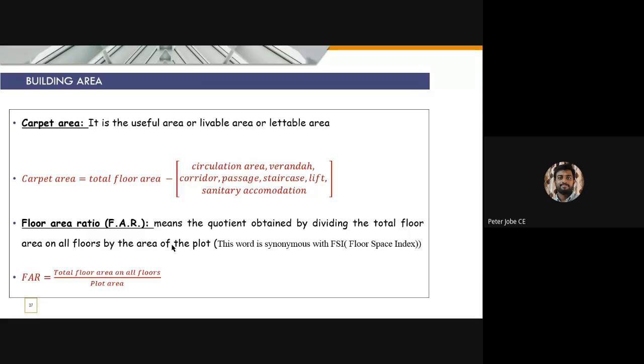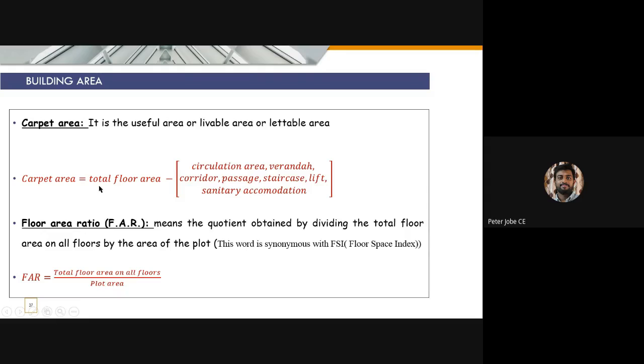And next we'll see what is meant by carpet area. So carpet area, it is a useful area or livable area or lettable area. So that means if you are constructing, as I earlier said, a shopping complex, all those areas cannot be given as a useful area. Some areas we will have to provide for some other purposes. That we can see from the below definition.